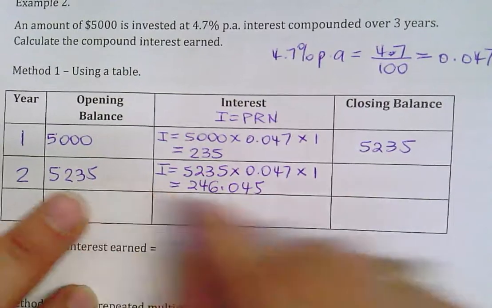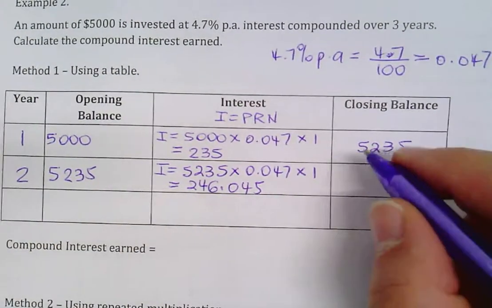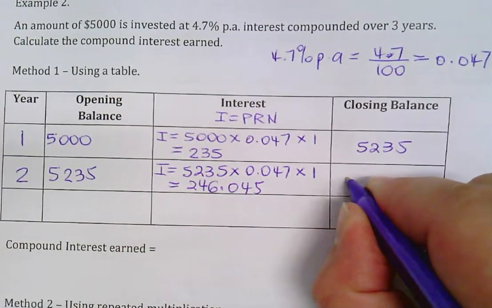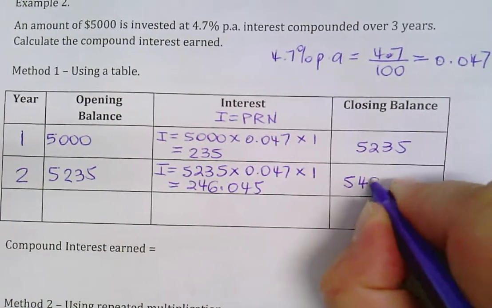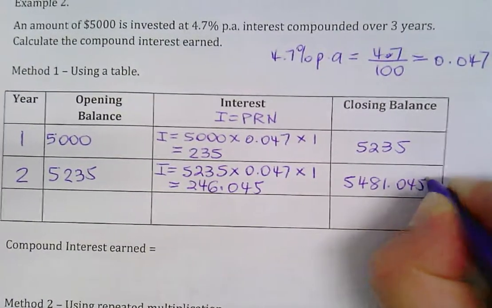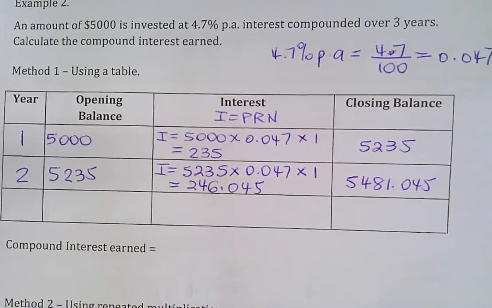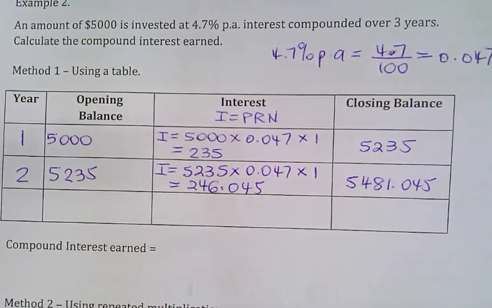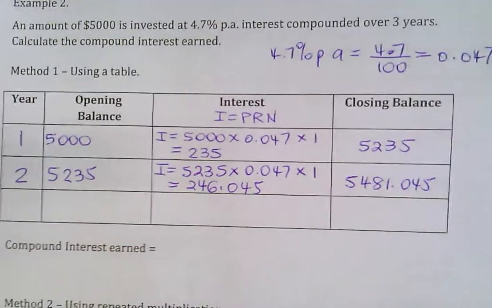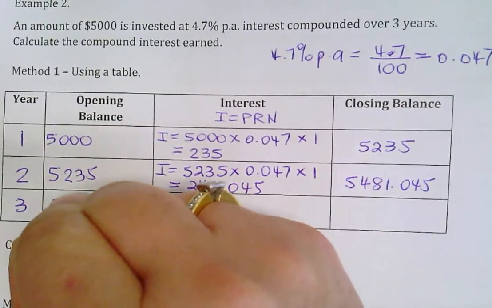So what have we got? 5235 plus 246.045. What do we get? 5481.045. I just want to keep it like that. The only reason I'm keeping it like that is I need to do the third year. If it was only 2 years and I was finished, I would round. Do you get what I'm saying? But I still need to do year 3.